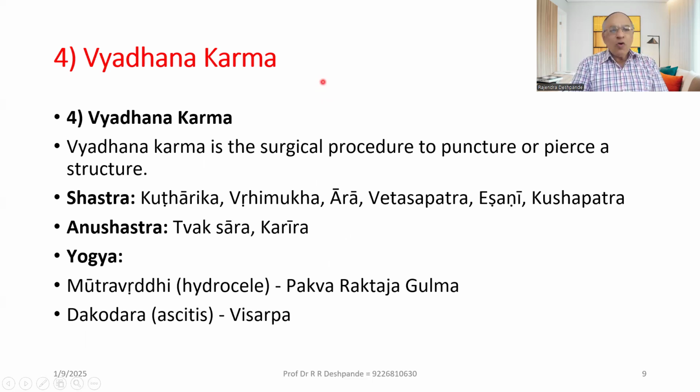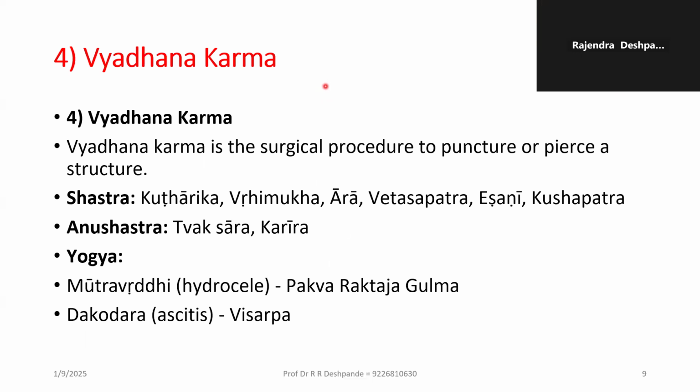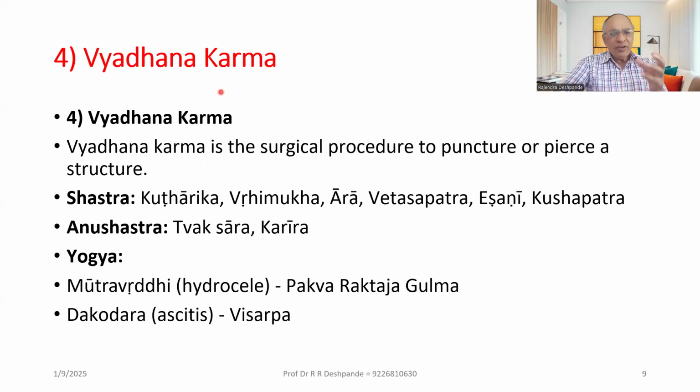Now, the fourth one is Vyadhana Karma. Vyadhana Karma is the surgical procedure to puncture or pierce a structure. So let us see how we can do this. Which Shastra can be used for Vyadhana Karma? One is Kutharika, then Vrihimukha, Ara, Vetasapatra, Eshani, Kushapatra. These are the things that we can use for Vyadhana Karma.